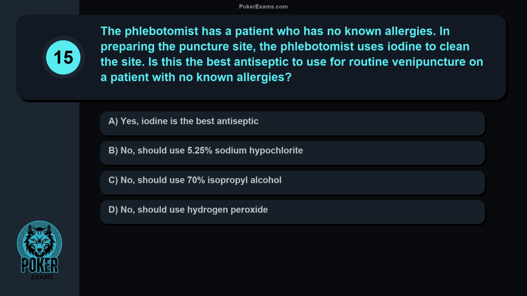Question 15. The phlebotomist has a patient who has no known allergies. In preparing the puncture site, the phlebotomist uses iodine to clean the site. Is this the best antiseptic to use for routine venipuncture on a patient with no known allergies? Yes, iodine is the best antiseptic. No, should use 5.25% sodium hypochlorite. No, should use 70% isopropyl alcohol. No, should use hydrogen peroxide.